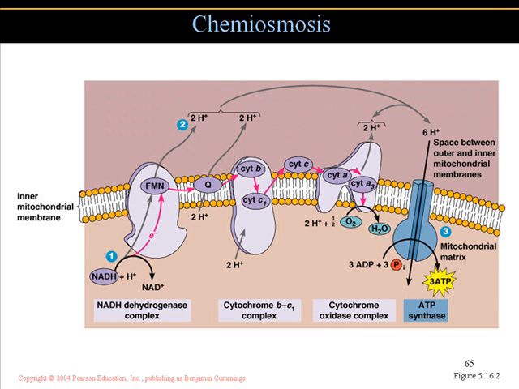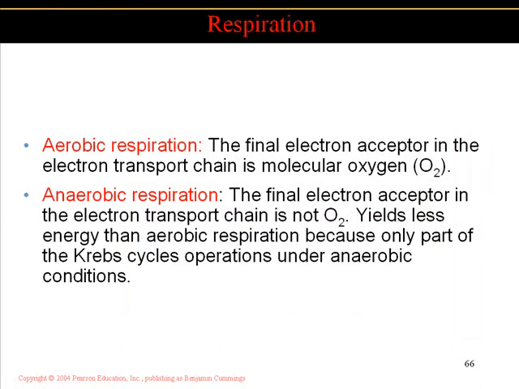And you can see as these charged particles are passed through the protein, generation of ATP is the result. So two different respirations. Aerobic respiration typically means presence of oxygen. The final electron acceptor in the electron transport chain is oxygen. And anaerobic respiration, the final electron acceptor in the chain is not O2, it's not oxygen, and it yields less energy than aerobic respiration does, because only part of the Krebs cycle can be operated in this anaerobic condition.